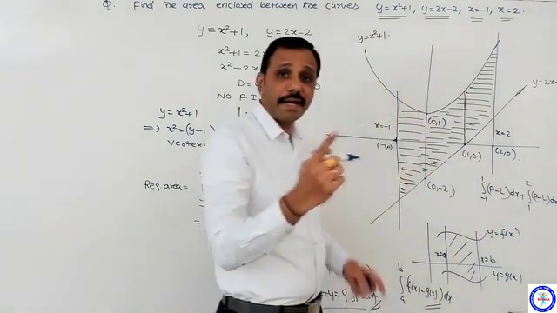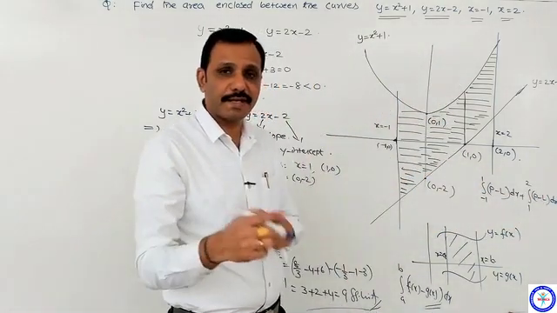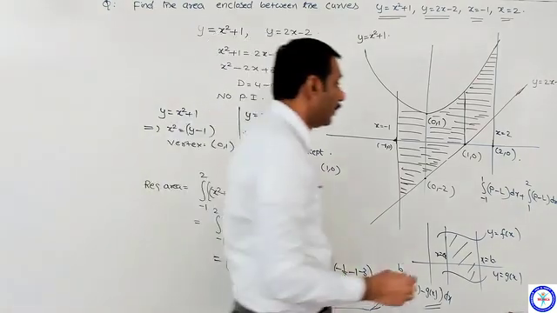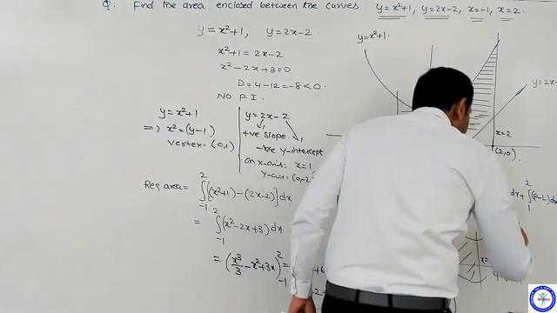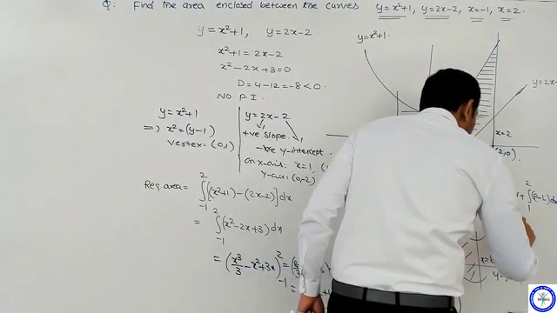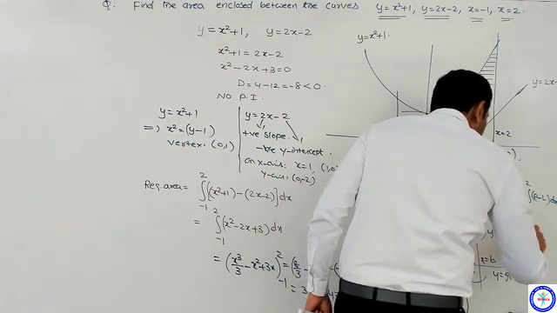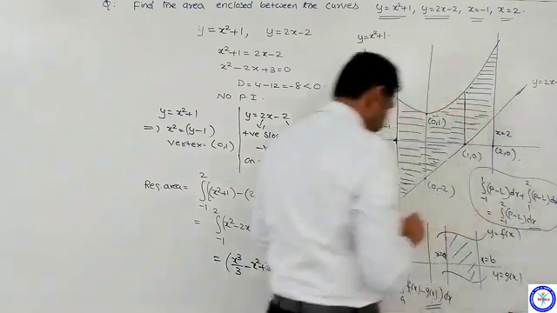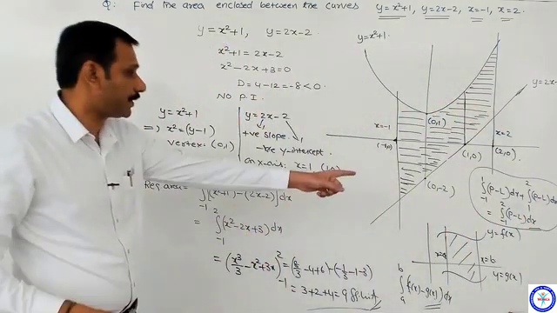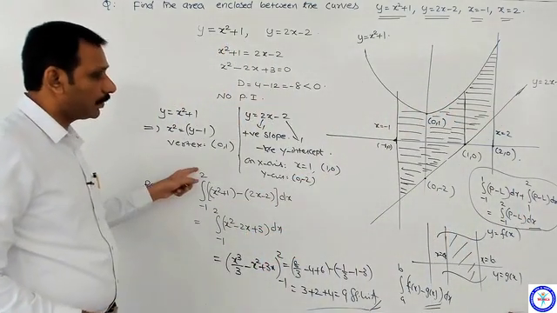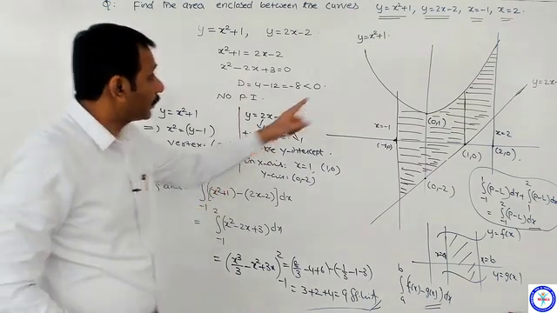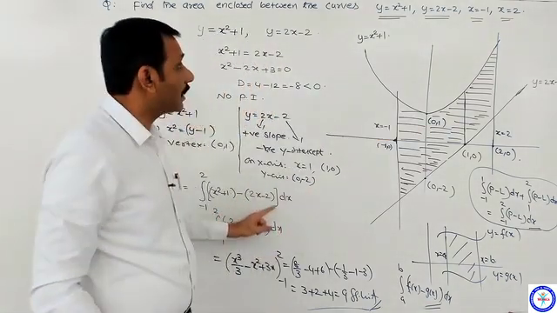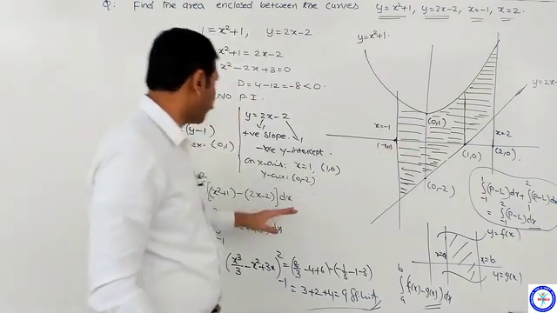It is like A to B and B to C. It is equal to A to C for the same curve. Hence, I can write here it is integral minus 1 to 2 parabola minus line into dx. Yes, it is the explanation for that. I have taken that only, you see. Here integral minus 1 to 2 parabola x square plus 1 minus line 2x minus 2 into dx.